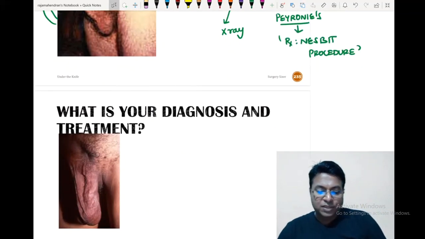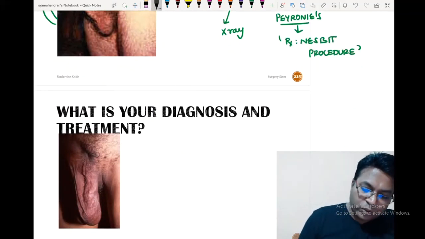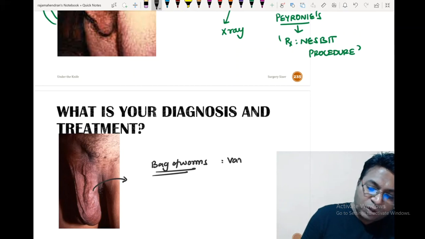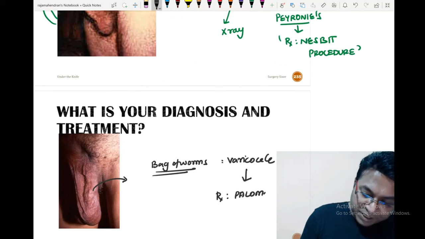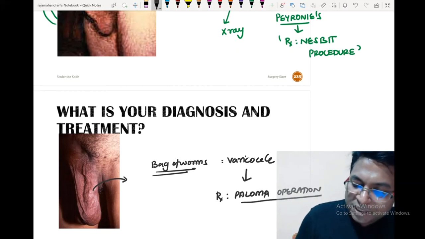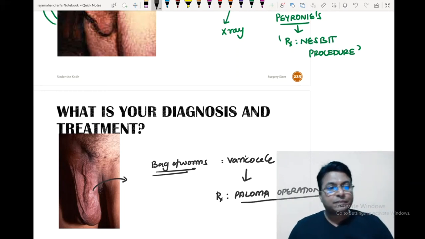So what is your diagnosis in this case? The picture shows a bag of worms sensation, a bag of worms like appearance in the scrotum. It is nothing but varicocele. The treatment done is the Palomo operation. So Palomo operation is the operation done for varicocele. Okay.